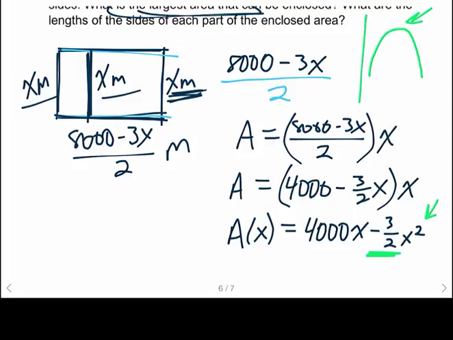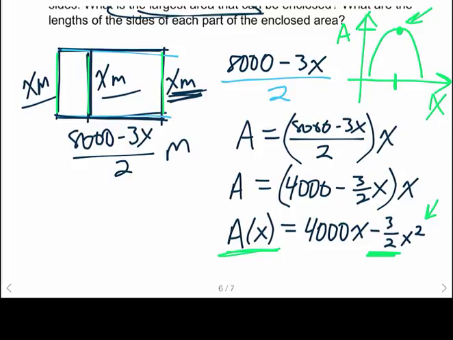If we were to consider what would be the axes labels, x is the horizontal axis. That's the width, as I've drawn this rectangle. And then the vertical axis, which is taking the place of y, is the area. Therefore, if I can find the vertex and look at its y-coordinate, I will have the maximum area for this structure.